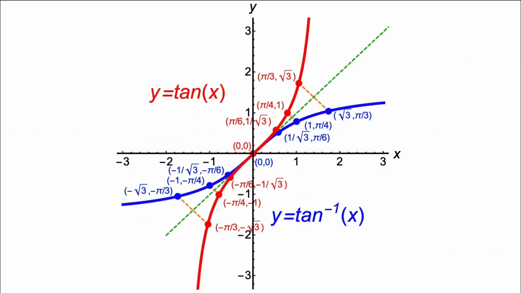The graph of the inverse tangent function, shown here in blue, is the reflection of the graph of the tangent function, shown in red, where the domain of the tangent function is restricted to the open interval from -π/2 to +π/2. This means that the range of the inverse tangent function is the open interval from -π/2 to +π/2.